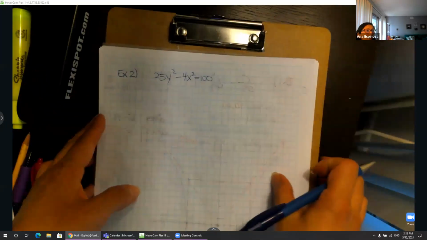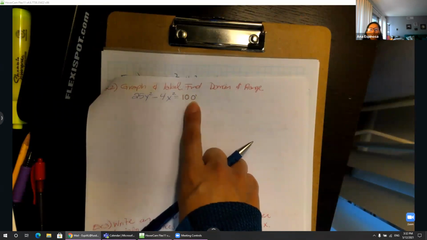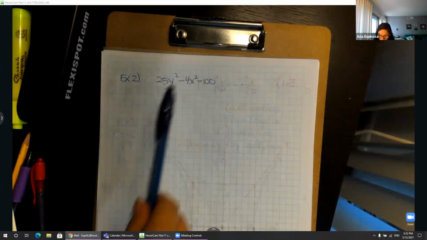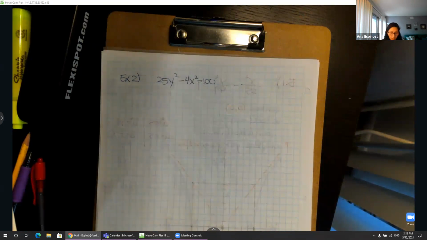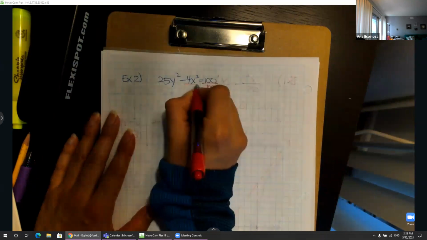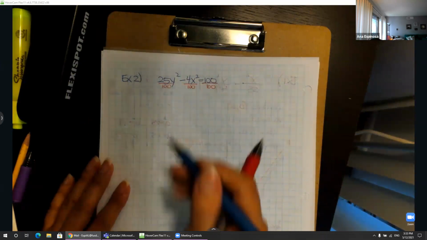Okay, for these problems, and I hope I fixed it. It's supposed to be 100. I had originally put in 9, which gave us a fraction. So for this one, are both variables squared? Yes. Is it equal to 1? No. Is there a minus in the middle? Yes. So we know it's a hyperbola, but it is not equal to 1. Do we have fractions? No. So I have to divide by 100. That's my first step.